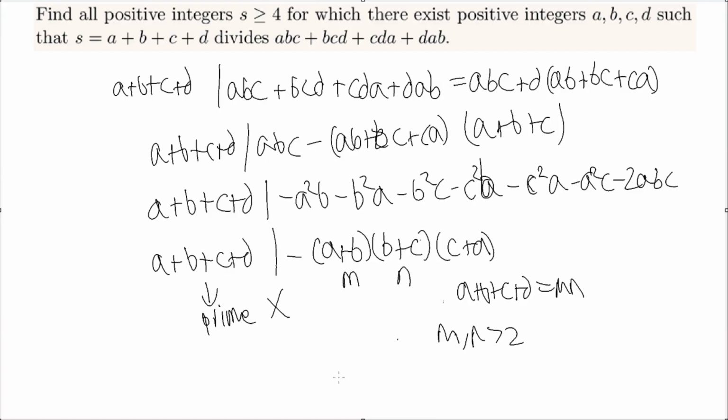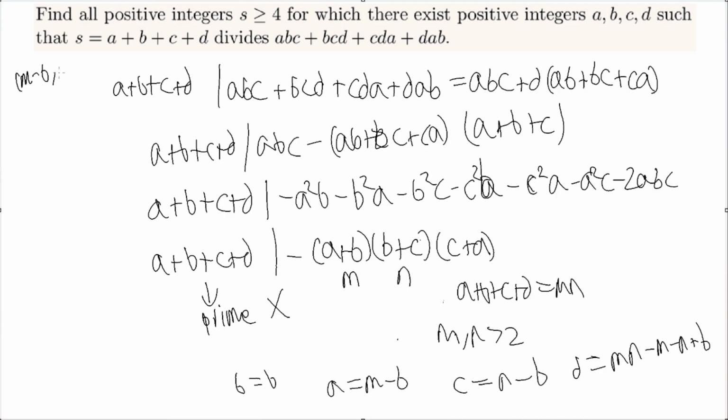And this means that A is equal to m minus b, and C is equal to n minus b. And we also have b equals b. And when we solve for d, we end up getting d equals, because the sum of all of them is mn, it's mn minus m minus n plus b. So therefore we have that the ordered pair (m minus b, b, n minus b, mn minus m minus n plus b) just does the trick.